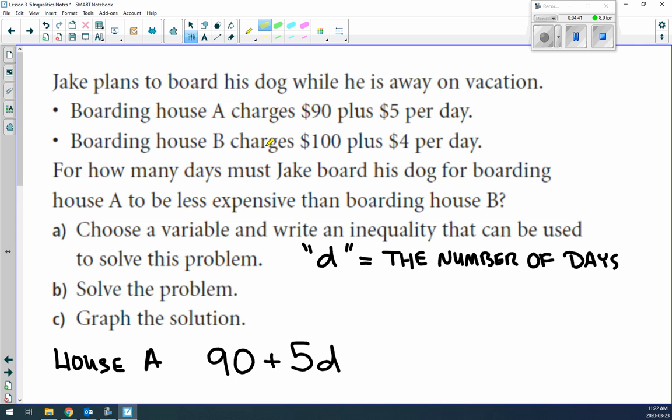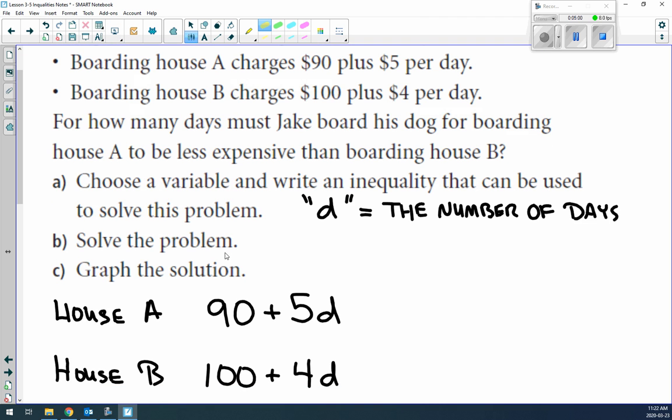Boarding house B charges $100, so it's more up front, but do they charge less per day? Yeah, they do. They charge $4 per day. So what we want to know is, how many days must Jake board his dog for boarding house A to be less expensive than boarding house B? So we're actually kind of looking for what's called a break-even point. Where is it going to make a difference on boarding A and boarding B?